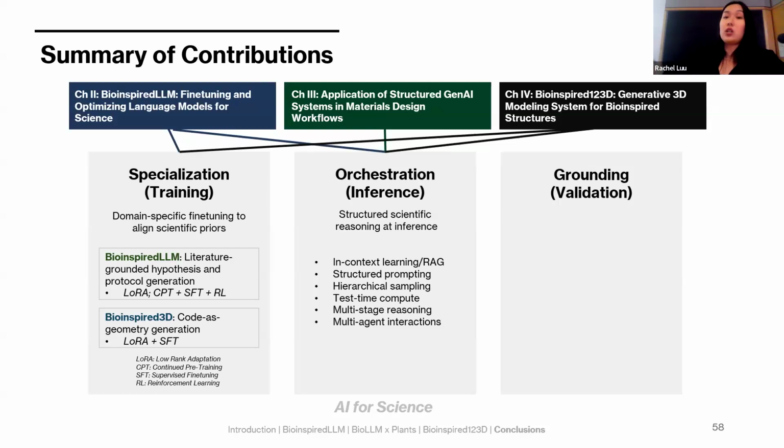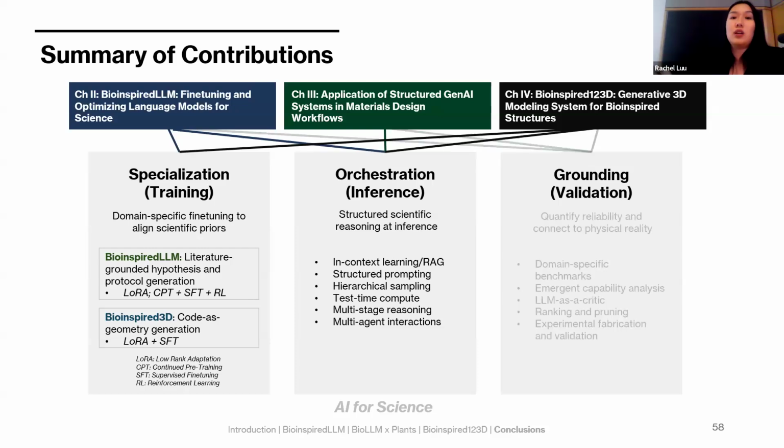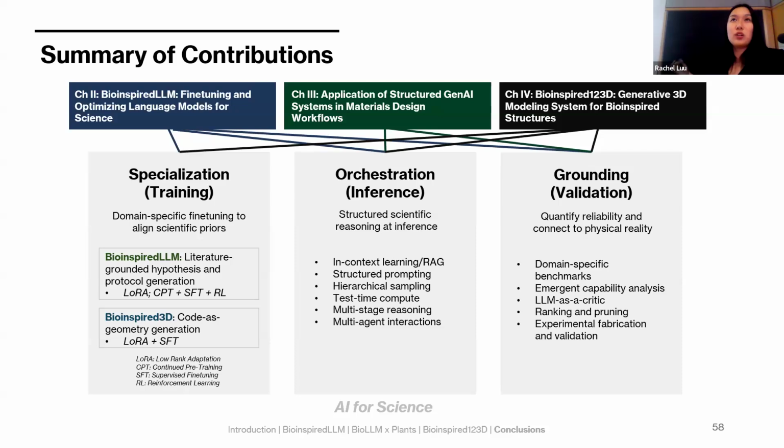And then lastly, and I would argue probably most importantly out of all three pillars, is grounding and validation, which I would argue exists across all three chapters, where we're focused not only on generating AI insights, but on actually evaluating their reliability and connecting them back to physical reality. Whether that meant building out domain-specific benchmarks as an expert, or doing experimental fabrication and validation, whether it be 3D printing a structure or physically fabricating a new pollen material, that is really where I see this field moving towards.